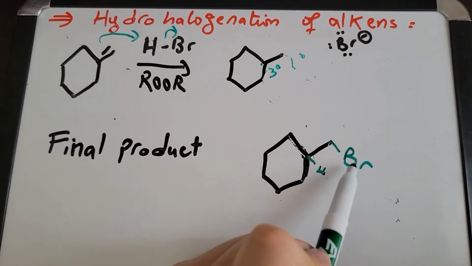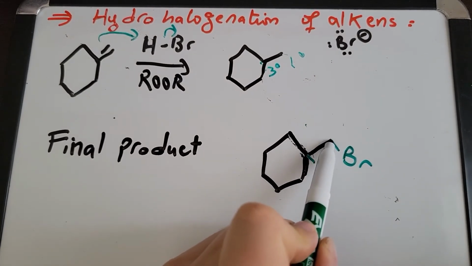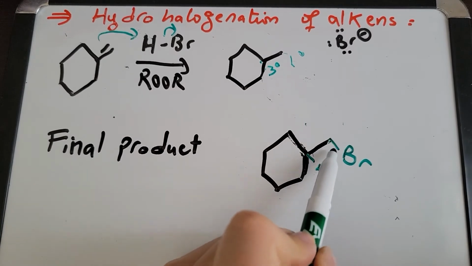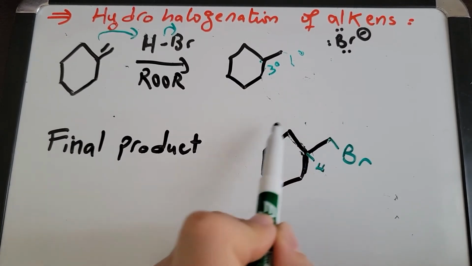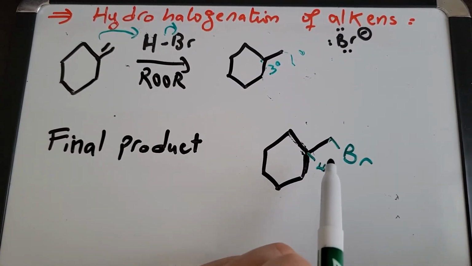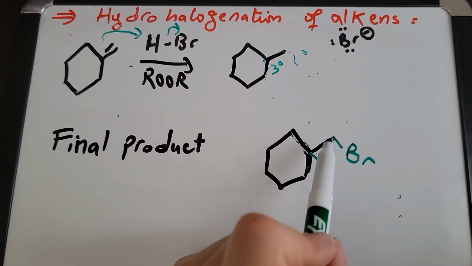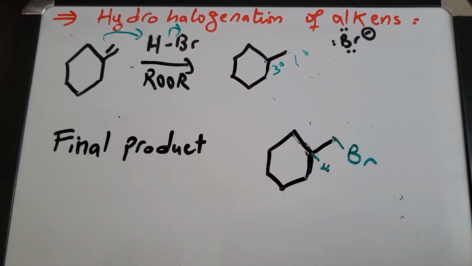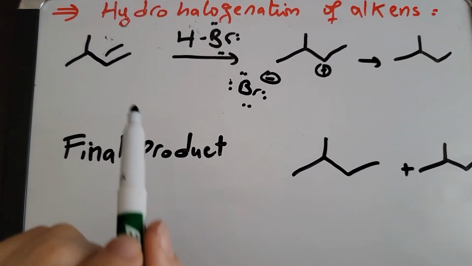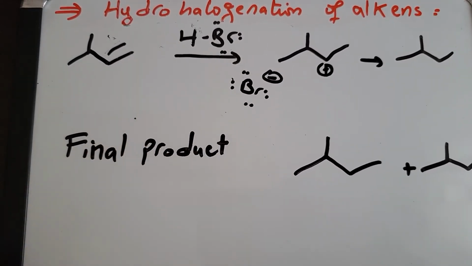Since we have the bromine atom linked to this carbon, which is not chiral, we have two oxygens and a bromine and another bond. We don't have to worry about stereochemistry. It has just one way to attack this carbon. So we have another reaction of an alkene with an HBr.